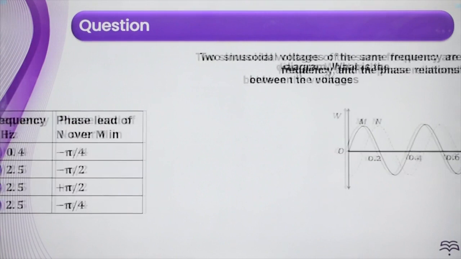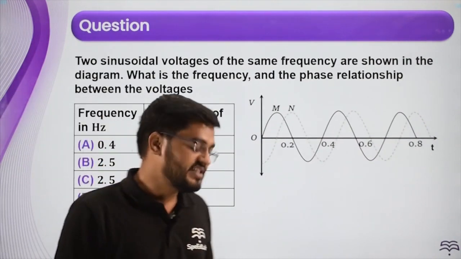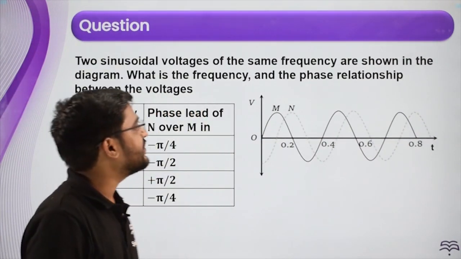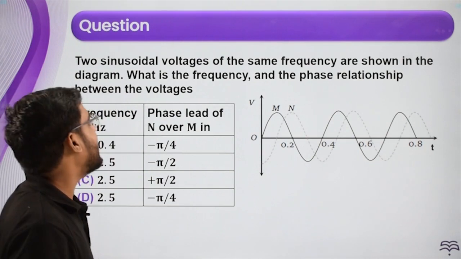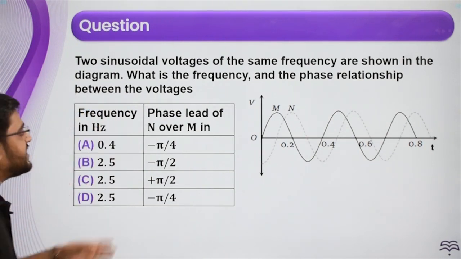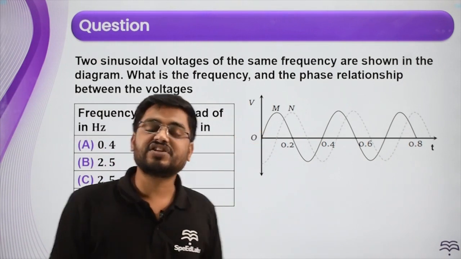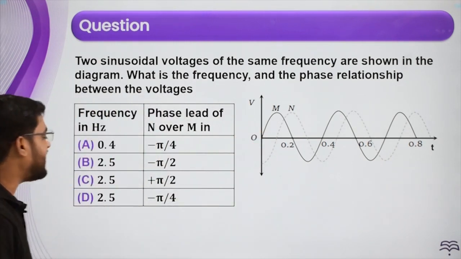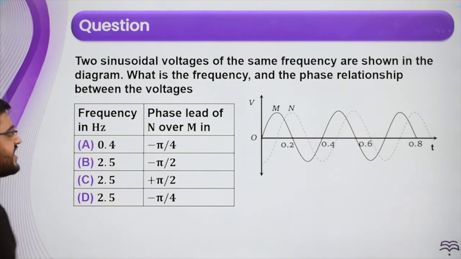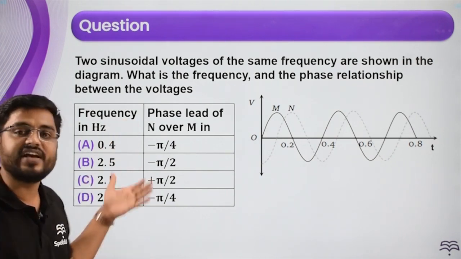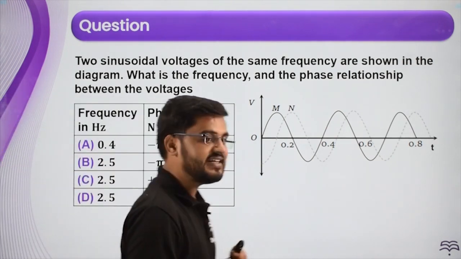Now, the next question is: two sine voltages of the same frequencies, okay? Same frequencies, and they are shown in the diagram. As shown in the diagram, what is the frequency and the phase relationship between them? So here we have a table and options. This is frequencies and this is basically phase, right? So first thing is, let us find the frequency.